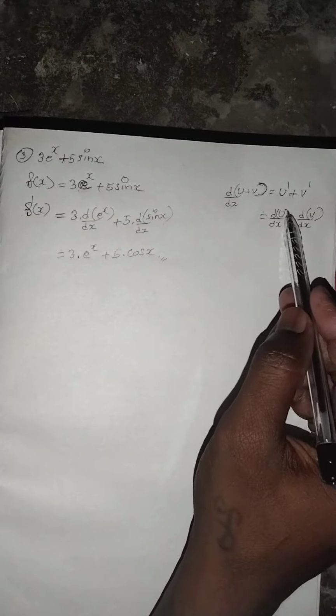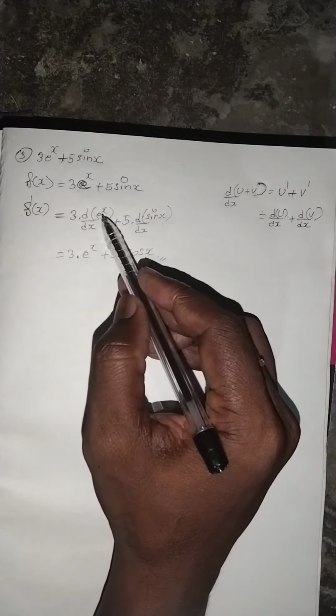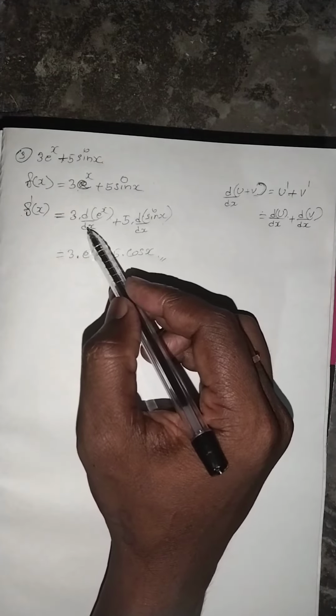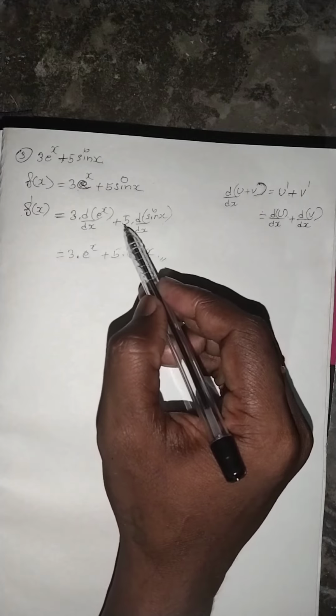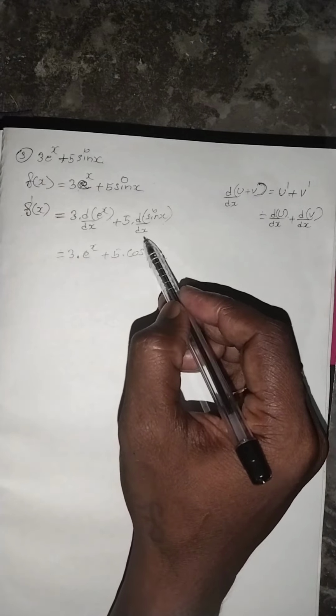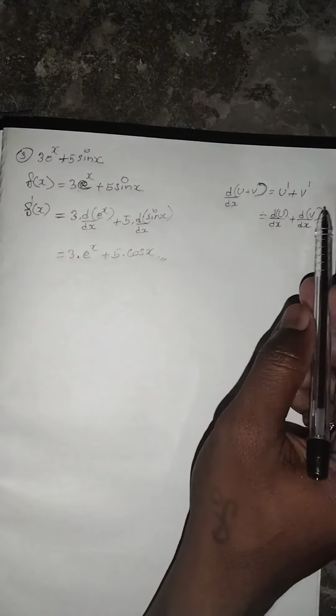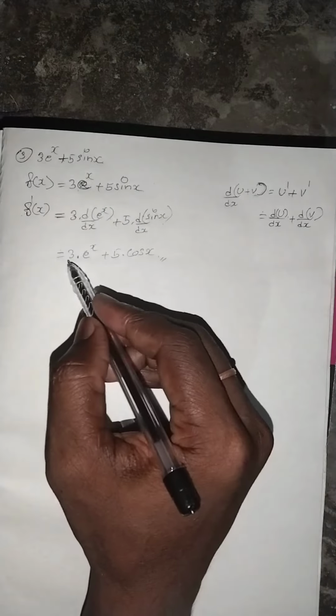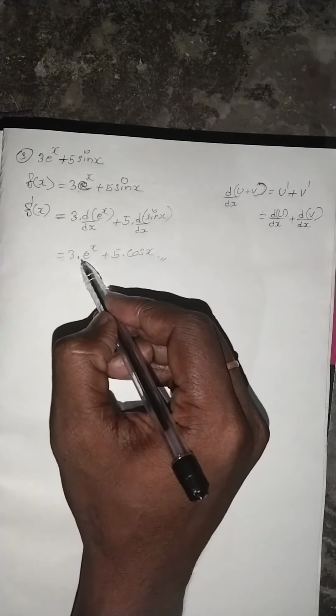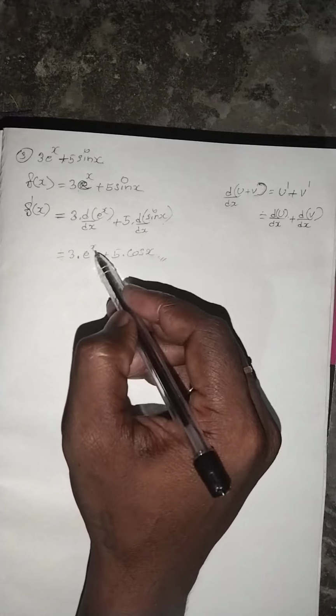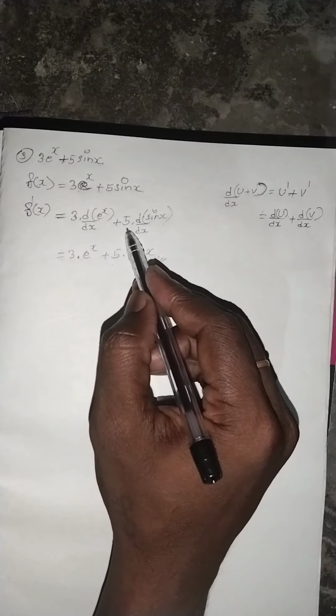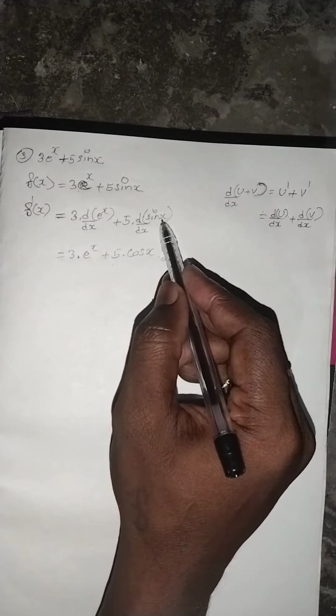So we are putting u, this is u, and v, this is v. We are putting dy/dx of u plus 5 into dy/dx of v, the same way. Then it equals 3 into the derivative of e^x, which is e^x, plus 5 into the derivative of sin x, which is cos x.